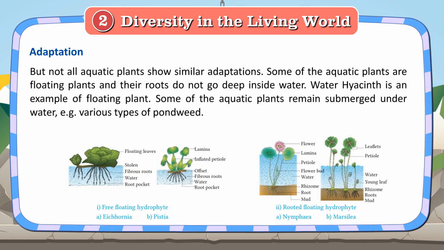But not all aquatic plants show similar adaptation. Some of the aquatic plants are floating plants and their roots do not go deep inside water. Water hyacinth is an example of floating plants. Some of the aquatic plants remain submerged underwater. Example, various types of pondweed.